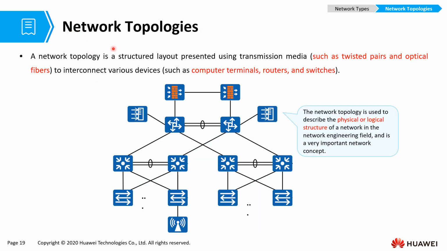Network topologies. A network topology is a structured layout presented using transmission media such as twisted pair and optical fibers to interconnect various devices such as computer terminals, routers, and switches. Network topology is used to describe the physical or logical structure of the network in the network engineering field and is a very important network concept.